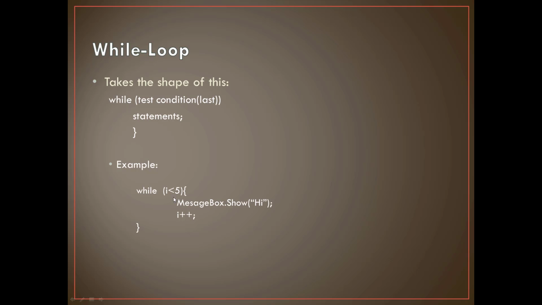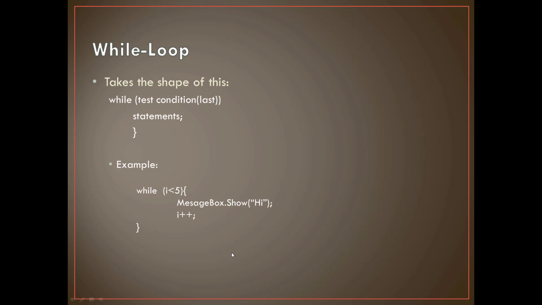You cannot initialize it inside this test condition, because remember what this means. It's asking the question, is i less than 5? Well, if you're initializing it there, you haven't really initialized it to anything. You'd have to say int i = 5 less than 5, which doesn't make sense from our standpoint or the C# standpoint when it goes through the compiler.